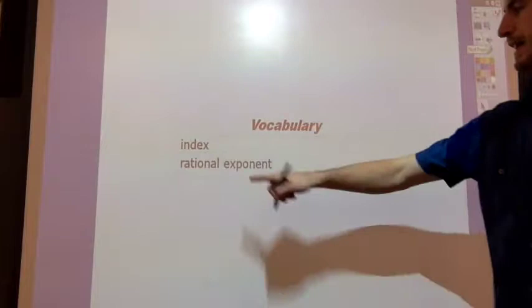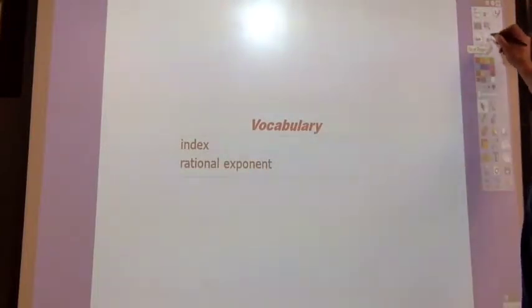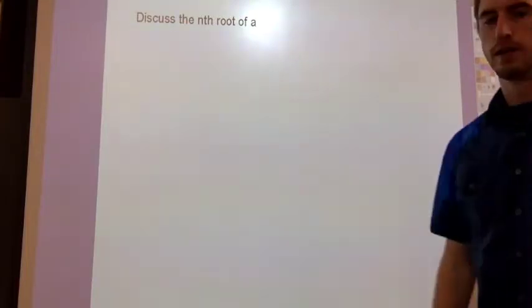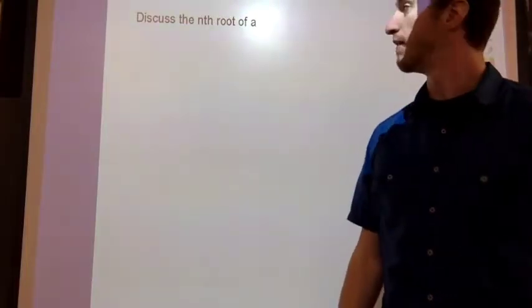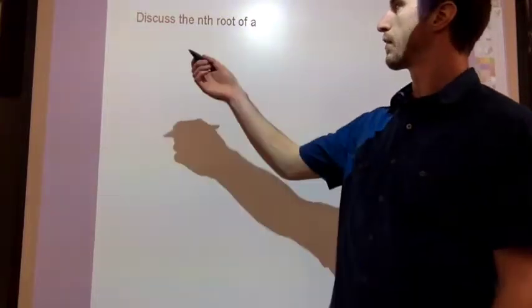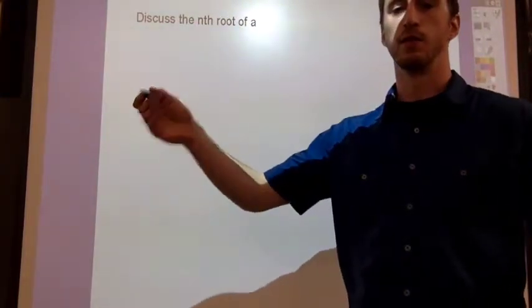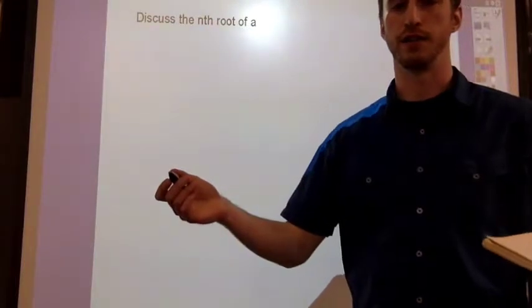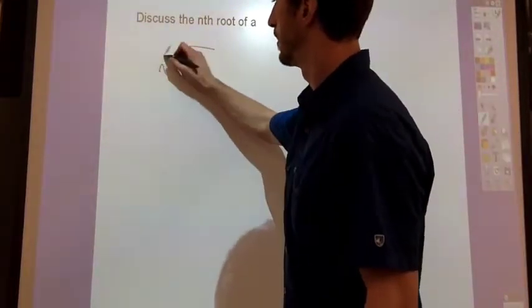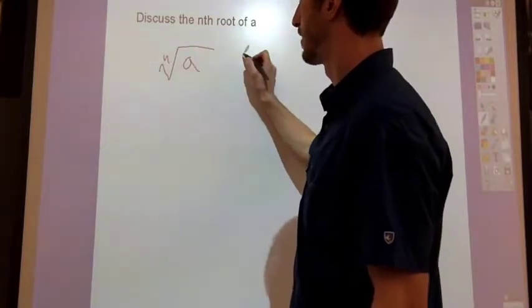You're going to learn what an index is and what a rational exponent is. So, the nth root of A is basically whatever number you're taking the root of. So we write this like nth root of A.